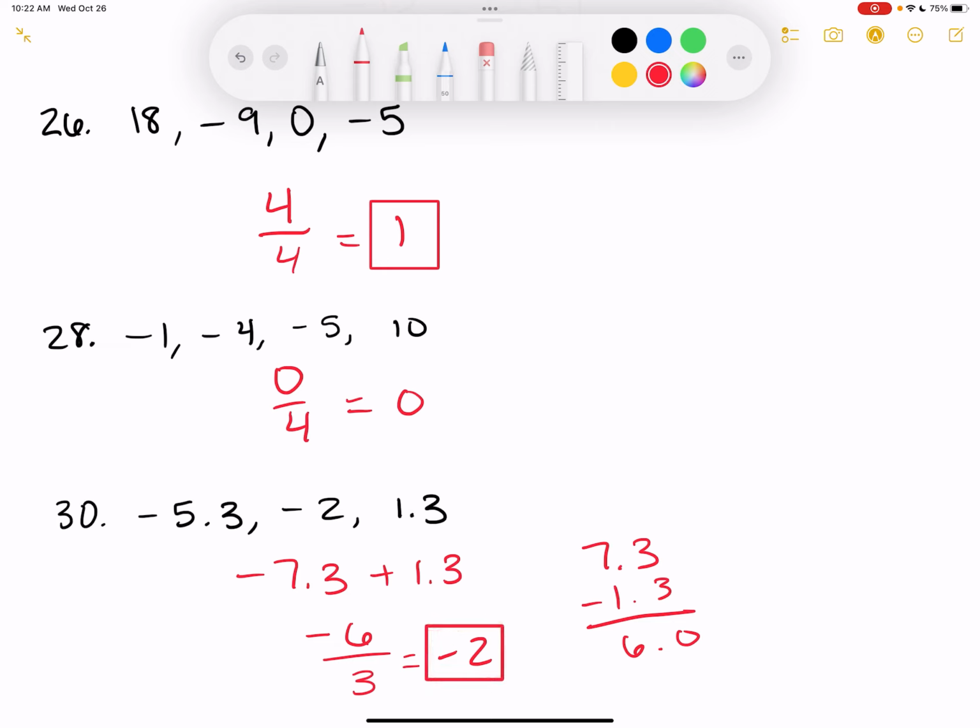All right, any questions about finding the mean? It's kind of just a combination of pretty much everything we've been doing.